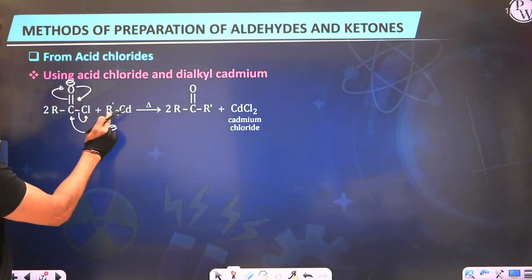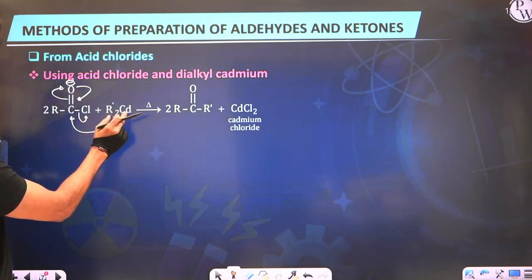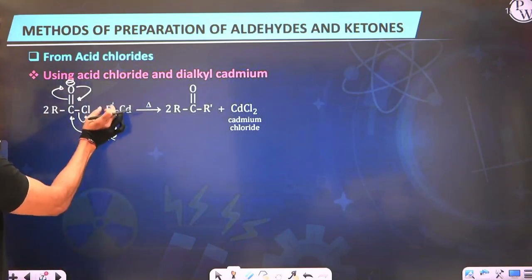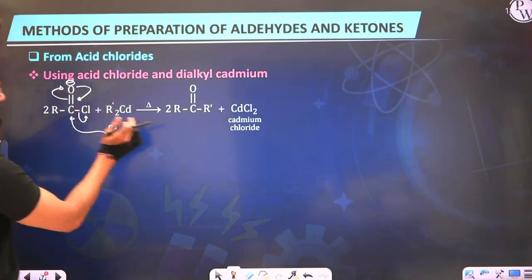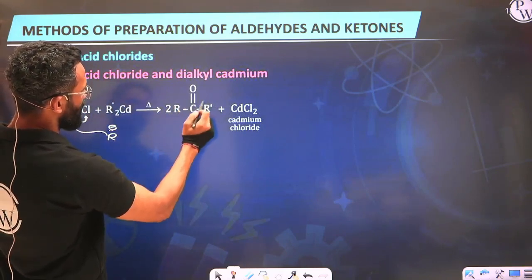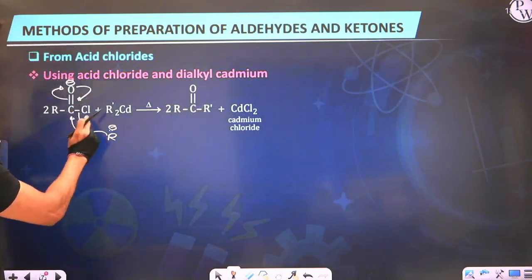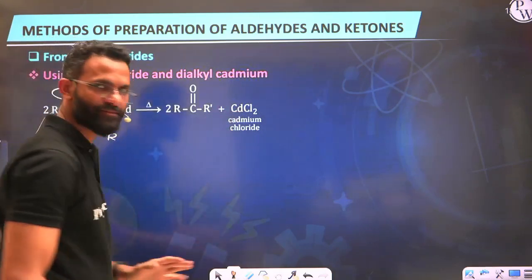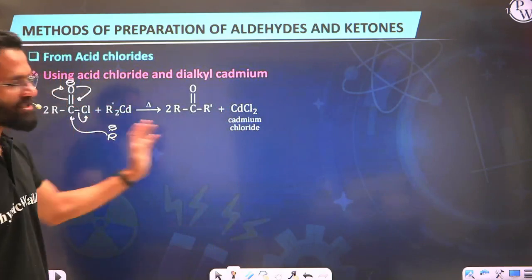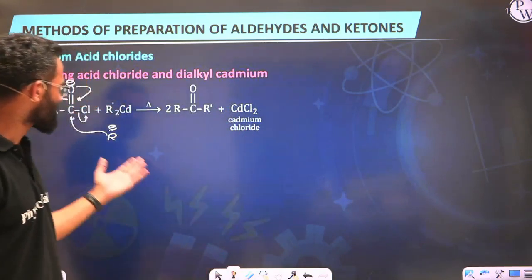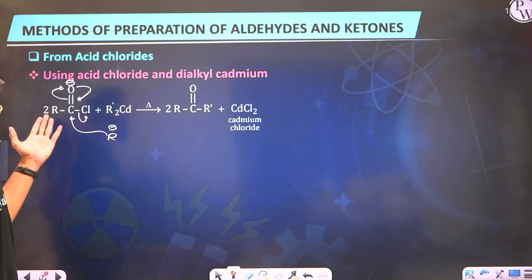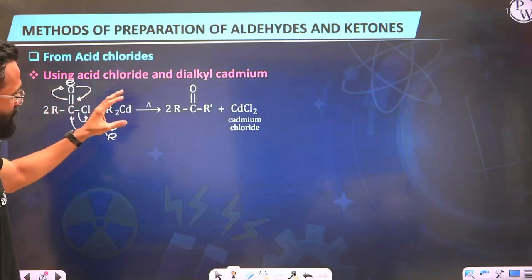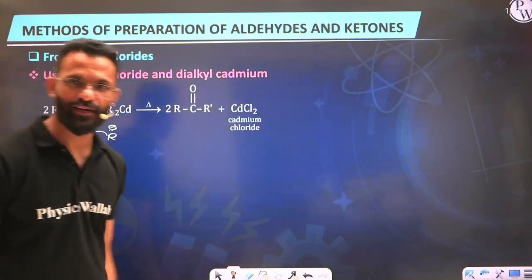If I've got 2 such alkyl groups in dialkyl cadmium, you will need 2 such chlorines, so you multiply it here by 2. In short, this 2 R dash will replace these 2 chlorines. That's why you can see 2 R C double bond O R dash, and the 2 chloride ions which came out from acid chloride will combine with cadmium to give you cadmium chloride. As simple as that. This is just a simple reaction I want you to remember. And the simple mechanism is only what you are seeing on your screen. Okay, guys. So acid chloride upon reaction with dialkyl cadmium produces ketone plus cadmium chloride.